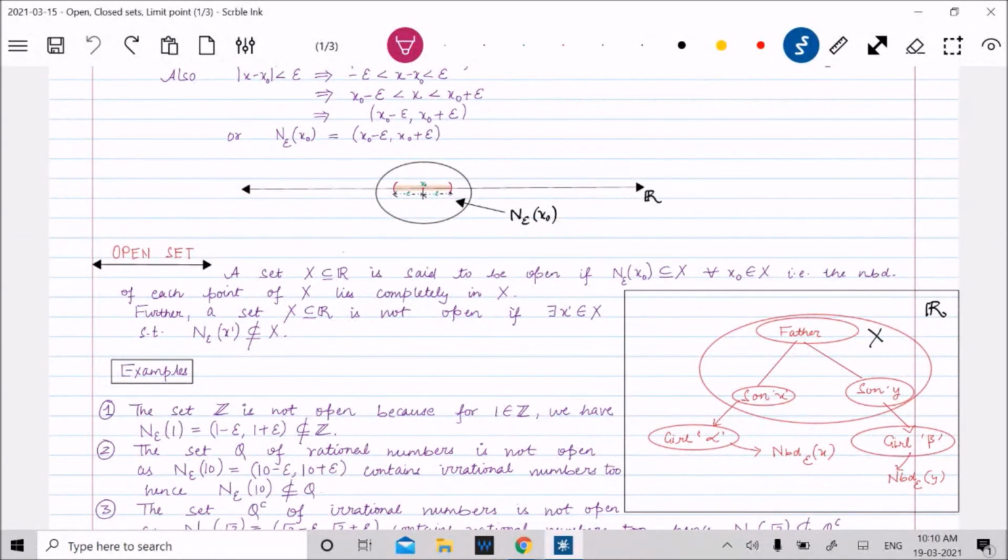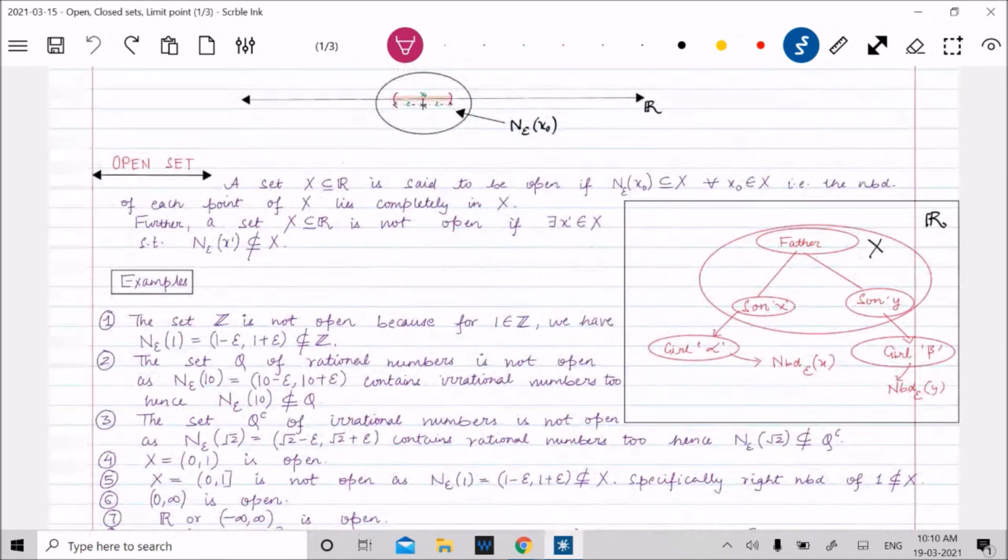Please note that not open doesn't imply closed. Closed and open are not opposites of each other, as you generally use them in the English language. A set may be both open as well as closed. There are sets which are both open and closed, and there are sets which are neither open nor closed.